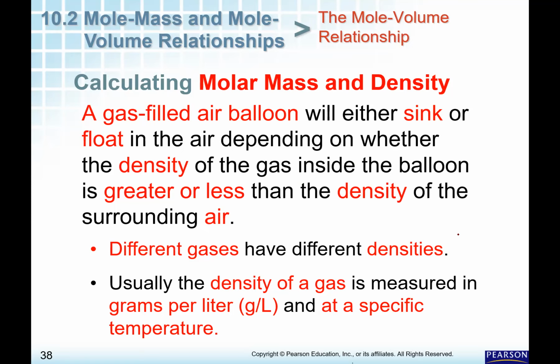The density of, for example, solid objects: if you have a piece of iron and place it in water, it will sink. But if you have a piece of wood, it will float. That is because wood has a lower density than water, and iron has a higher density than water.